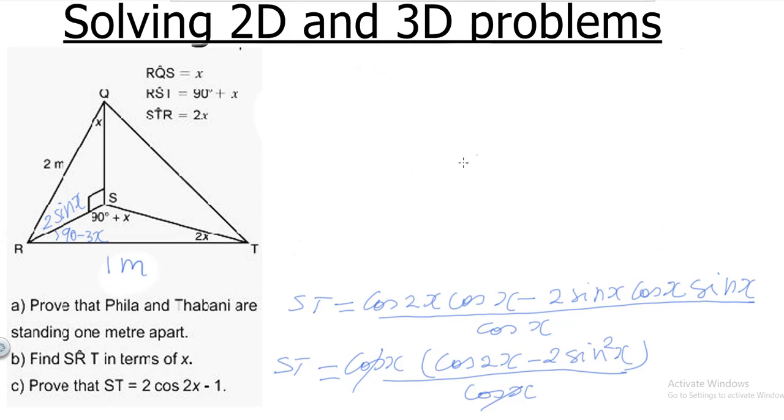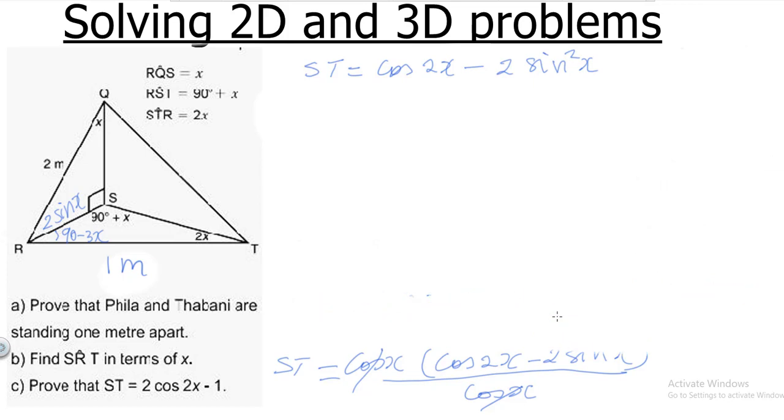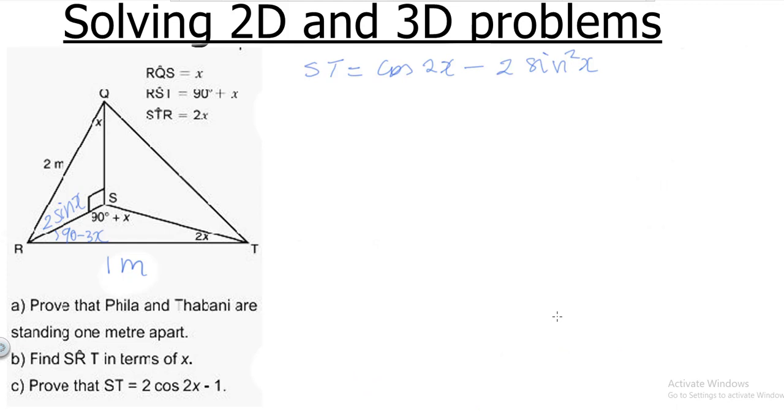So what will remain here is st equal to cos 2x minus 2 sine squared x. Now, we need a double angle formula. Remember the formula for the cos of a double angle. If you remember, cos 2x is equal to 1 minus 2 sine squared x.